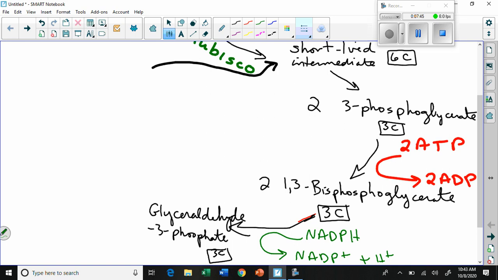And actually there would be 2 of those happening, because there are two bisphosphoglycerates, so we should put 2 here. 2, 2, and 2. It's a little sloppy, but 2 of them are going to be used up in this process.